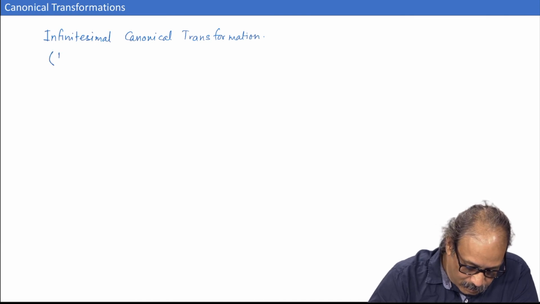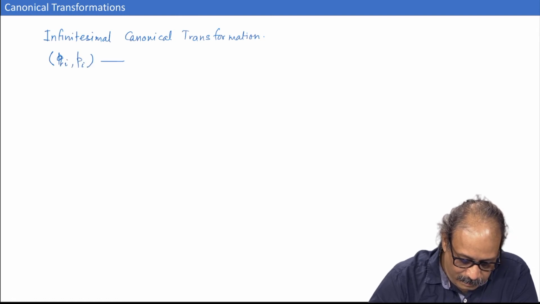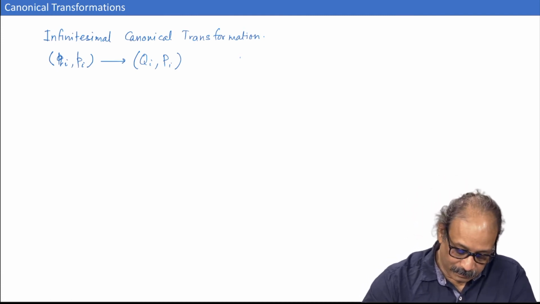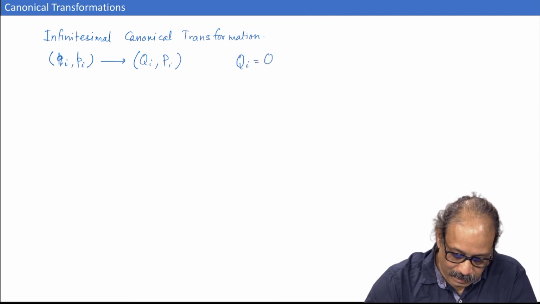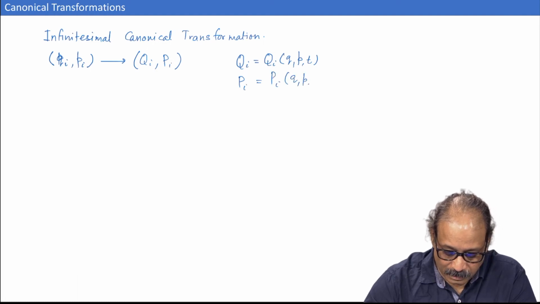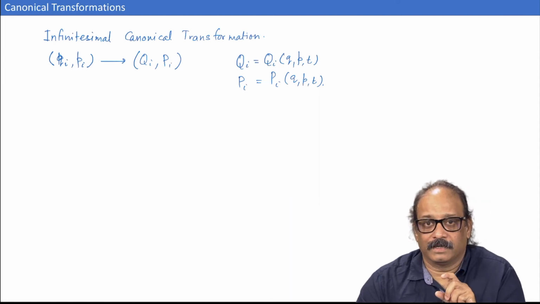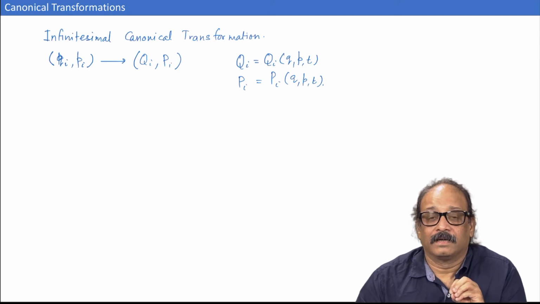So, you have your original set of canonical variables, which is qi and pi, and you want to map them to capital Qi and capital Pi. And in this case, we will not assume that the transformations are restricted, which means capital Qi, these are functions of q, p and as well as t, and capital Pi are also functions of q, p and t. The only thing that I am going to assume here is that it is an infinitesimal transformation.